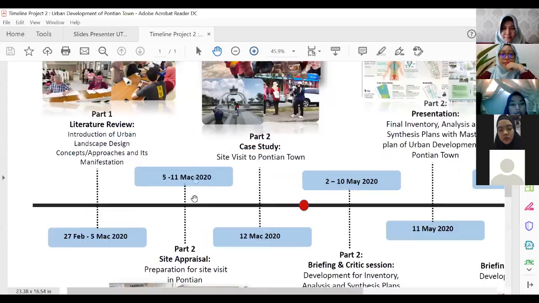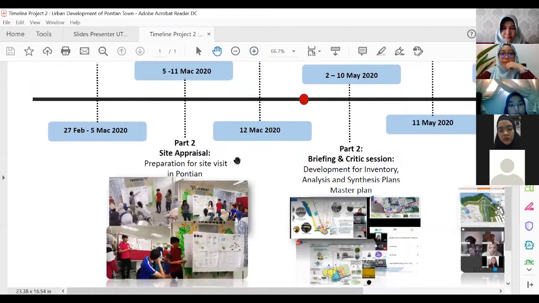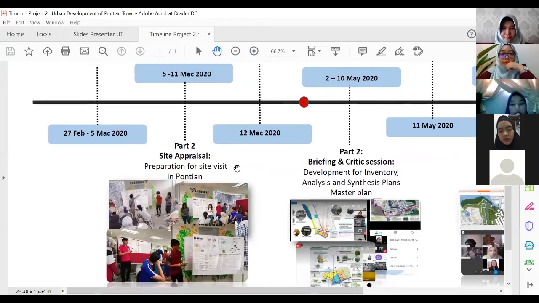So from 5 until 11 March 2020, after we chose our concept and approaches by 4 groups. The first one is livable city. The second one is the green city. The third one is the landscape urbanism. And the fourth one is the healthy city.